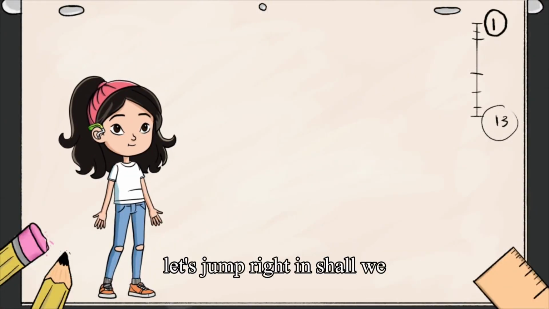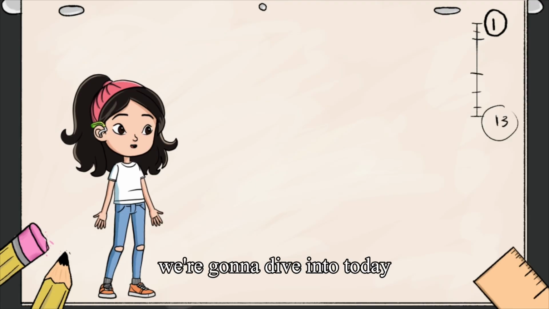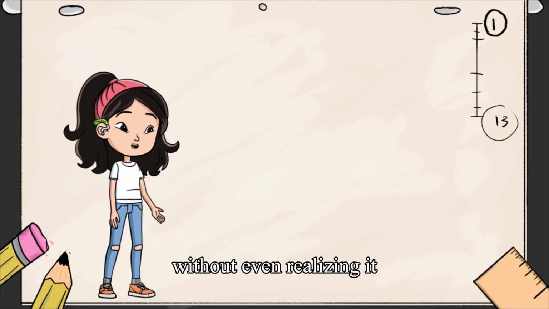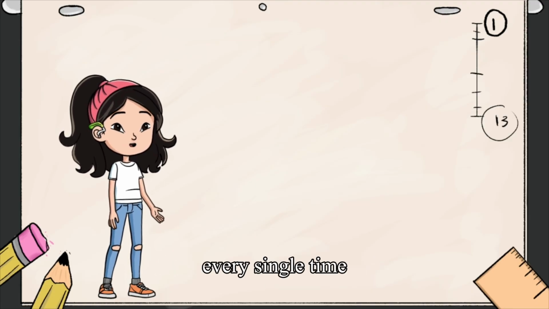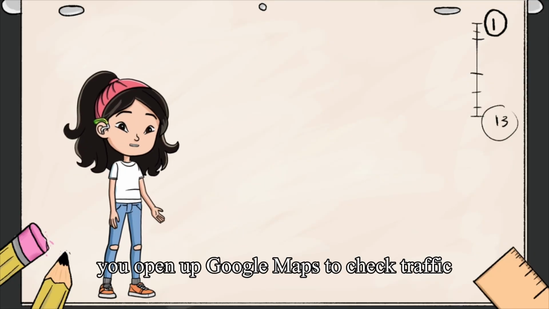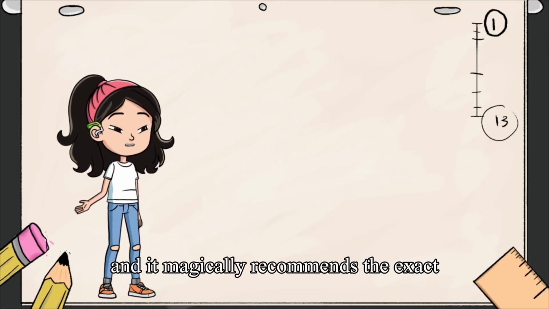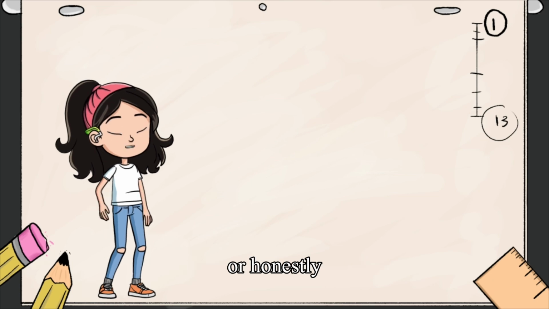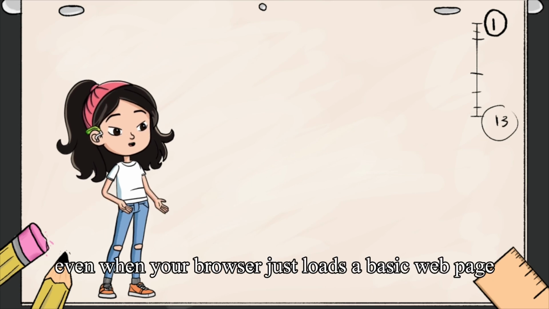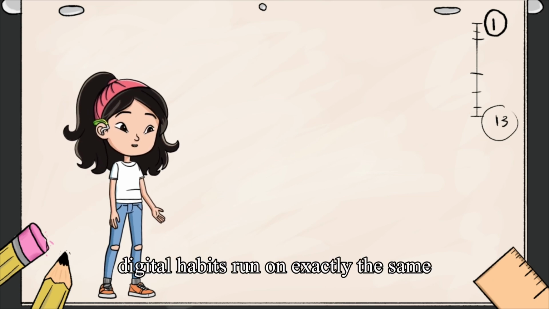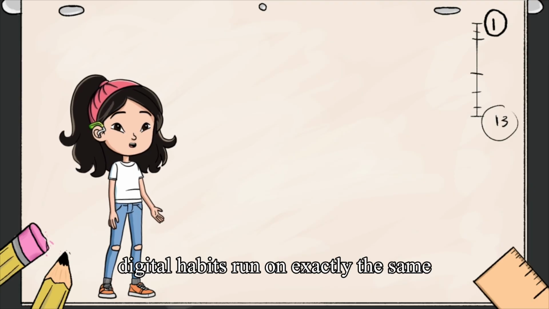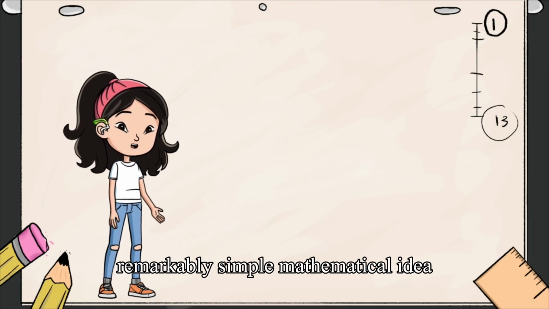Jump right in, shall we? You've probably used the concepts we're going to dive into today without even realizing it. I mean, think about it. Every single time you open up Google Maps to check traffic, or whenever you scroll through a social media app and it magically recommends the exact perfect account for you to follow, or honestly, even when your browser just loads a basic web page, all of those daily digital habits run on exactly the same remarkably simple mathematical idea.